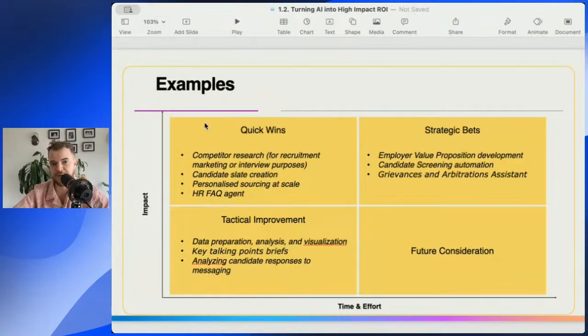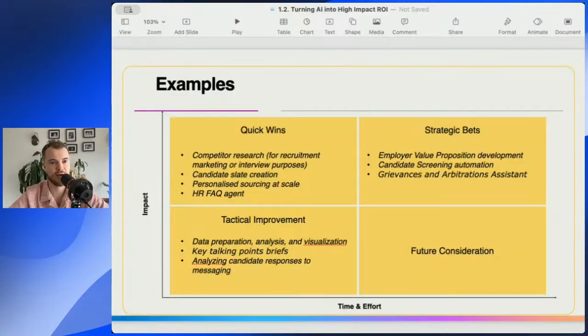Here's some examples. So a quick win is an HR FAQ agent. Just take your HR handbook, policies, PDF format, stick them into an agent, and it's pretty easy to do that.